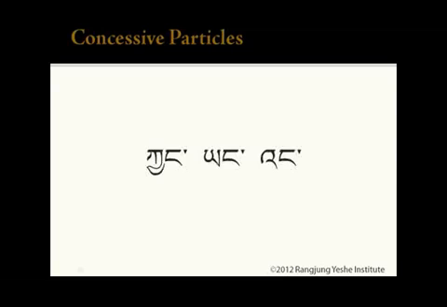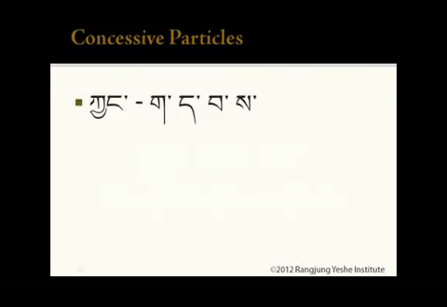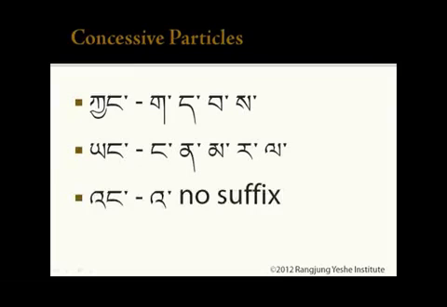The concessive particles are kyang, yang, and ang. They can be translated as "even," "also," "as well," and so on, and their spelling depends on the spelling of the syllable that came before it. So, after the suffix ga, da, ba, and sa, the spelling is kyang. After nga, na, ma, ra, and la, it's yang. And if there's no suffix or an achung, the spelling is ang.